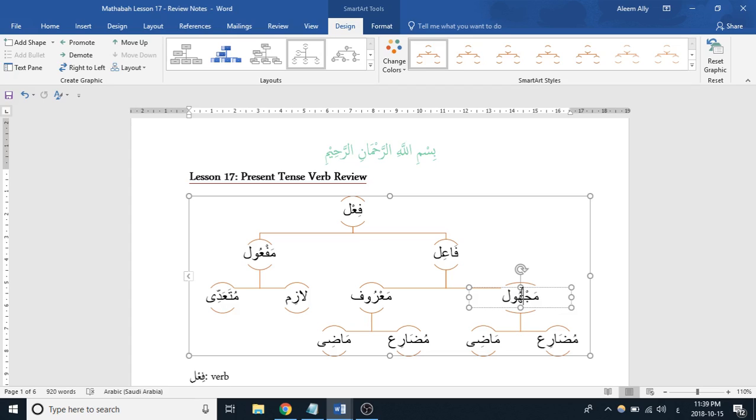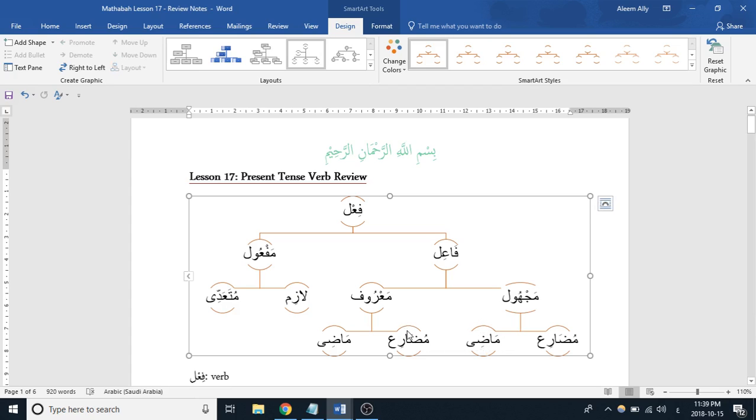And we said in the past tense when it came to majhul, verbs would simply just follow the pattern of fu'ila. So you could take a word like daraba, which means he hit, put it on that pattern, and it becomes duriba, which means he was hit, right?